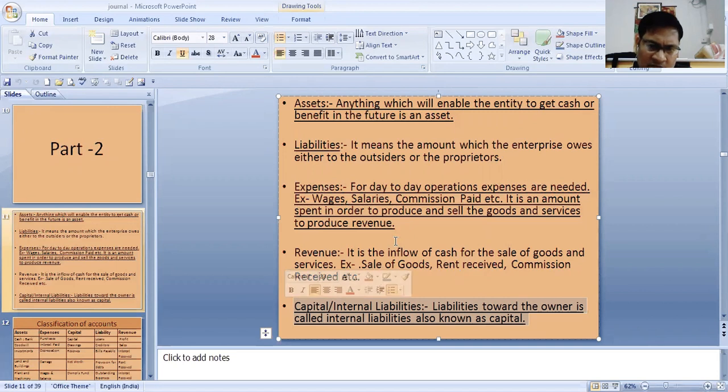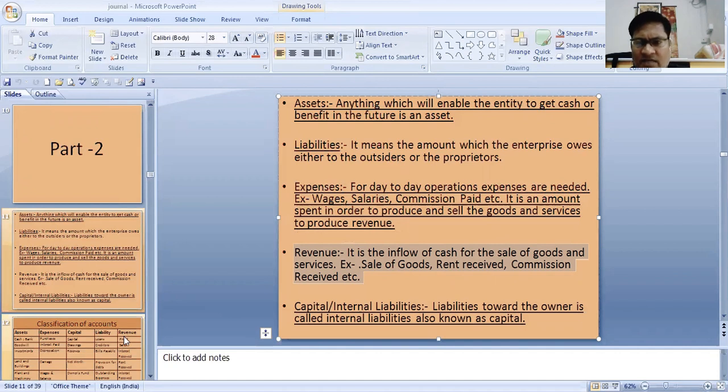Then comes revenue. These are nothing but the benefit which the business gets by getting the cash. It's the inflow of cash that takes place through revenue. For this only, the business is doing business. Sale of goods or service provided by the service industries are the most important revenue generating activities. Besides that, rent received, commission received, interest received, these are all revenues. We will classify our accounts under these 5 headings. Let's see some classifications.